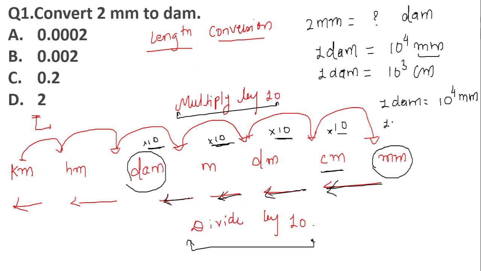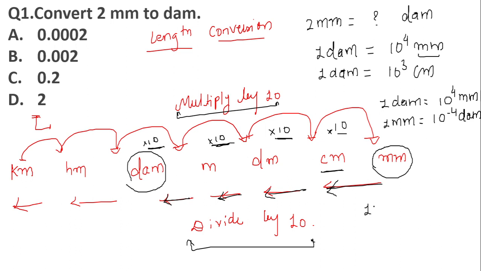So 1 millimeter is equal to how many dam? 1 millimeter is equal to 10 raised to minus 4 dam, right? So if one dam is equal to 10 raised to 4 millimeter, so 1 millimeter is equal to 10 raised to minus 4 dam. Simply I am dividing it by 10 4 times.